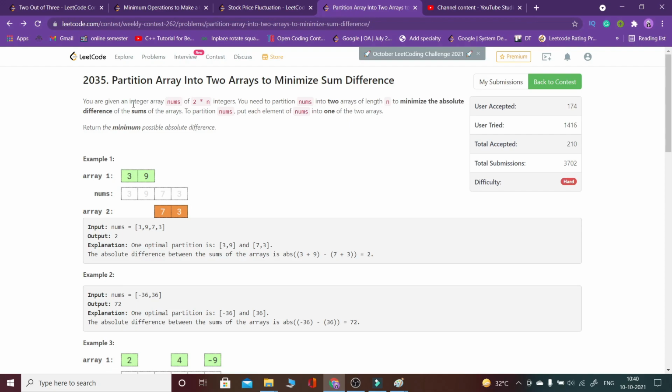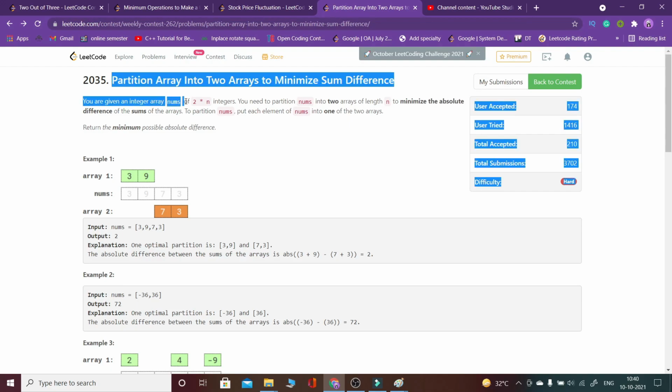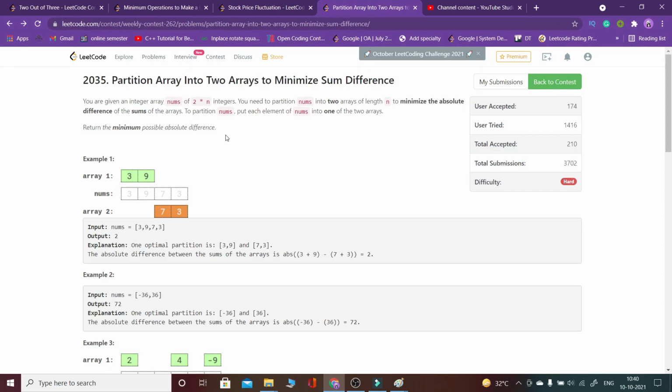The question is partition. As the name suggests, we are given an array of 2n integers, and we have to divide it into two arrays, each of size n. And what we have to do is minimize the difference of the sums of the arrays. Okay, so this is the question.